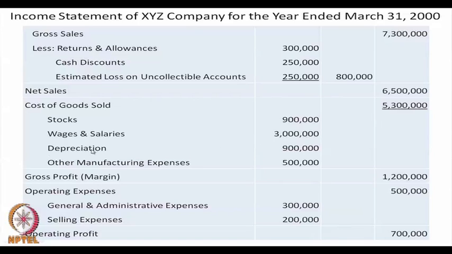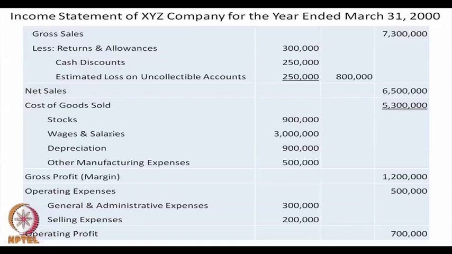Total depreciation is shown separately, but it could have been added with the overhead expenses. It is shown separately because it is quite considerable. This is 900,000. Other manufacturing expenses, basically other overhead expenses, factory overhead expenses, FOH, amount to 500,000. This totals to 5,300,000 rupees. That is the COGS, cost of goods sold.